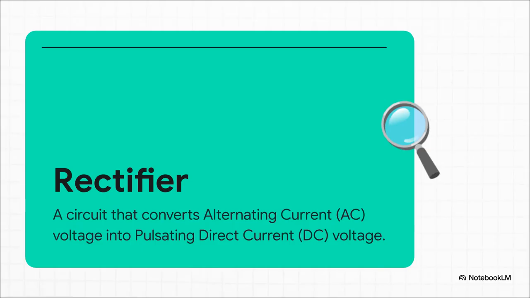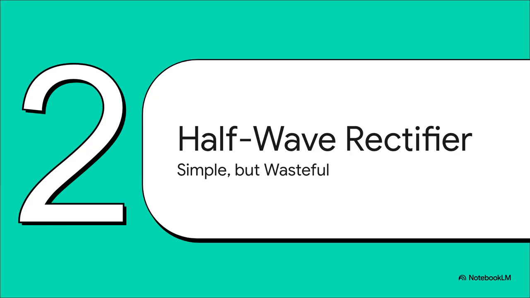Well, we do it with a really clever little circuit called a rectifier. Its only job in life is to take that wavy, unpredictable AC and transform it into a steady, one-way pulsating DC. Honestly, this is the unsung hero hiding inside pretty much every piece of electronics you own. Okay, so there are a couple of ways to build one of these rectifiers. Let's start with the most basic one, the Half Wave Rectifier. It's really simple, but as you're about to see, it's also pretty wasteful.